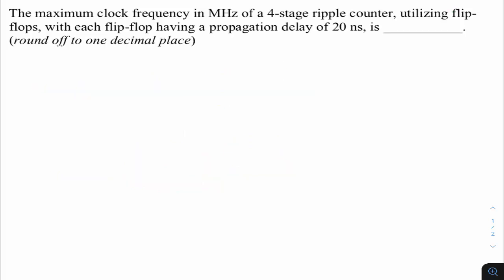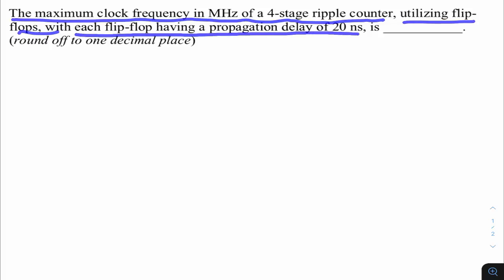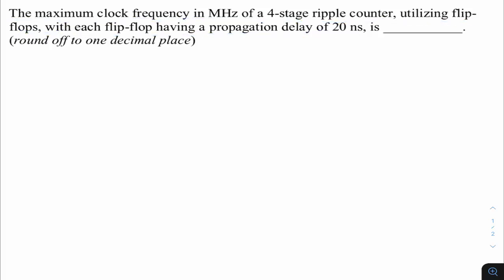This question is asked in GATE 22 of electrical. This is from digital subjects and related to the counter concept. The question is: the maximum clock frequency in megahertz of a 4-stage ripple counter utilizing flip-flops, with each flip-flop having a propagation delay of 20 nanoseconds, is dash. This is a very standard formula based question. In the past also such kind of question has been asked.